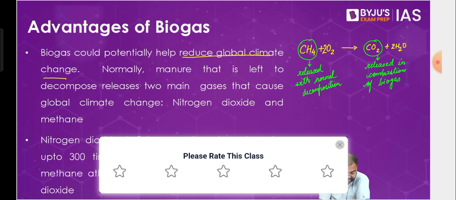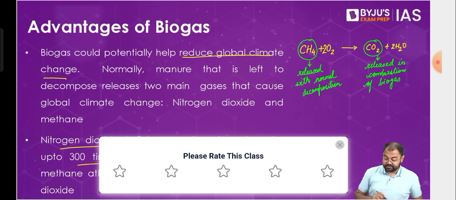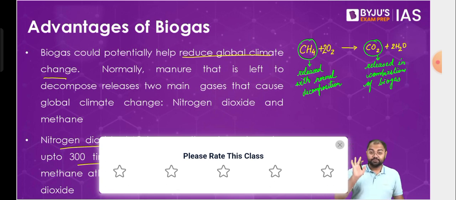So the second point here is basically saying this only, that if you look at nitrous oxide, it is almost 300 times more potent compared to carbon dioxide, and methane also at least up to 25 times. It can be as high as up to 70 times more than carbon dioxide. So that is what is being explained here.